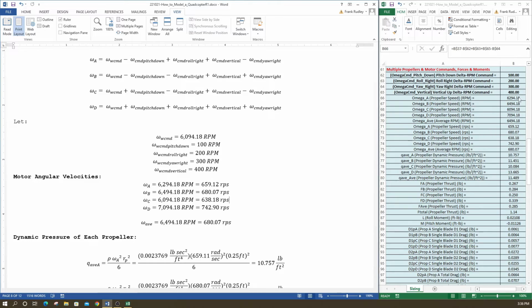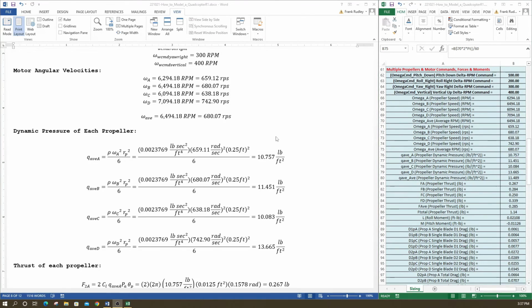So I have that all in here. I have it in terms of RPM and radians per second. This is just to get one test point for the case where I have 4 different inputs: a pitch input, a roll input, a vertical input, and a yaw input.